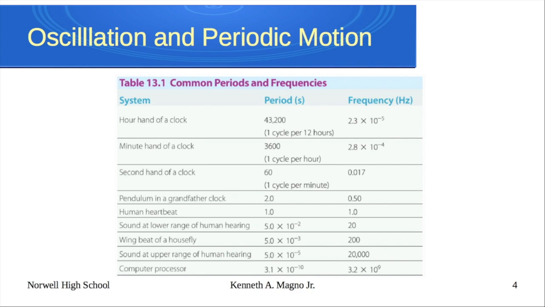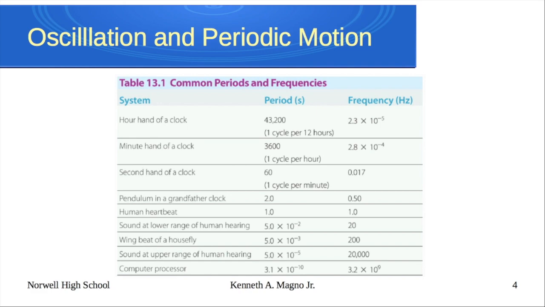So just some examples of common periods and frequency conversions. The hour hand on the clock, the hour going around, has a period of 43,200 seconds. In terms of its frequency, that's 2.3 times 10 to the negative 5 hertz. We get down to the human heartbeat, which beats about once per second. So its period is 1 second per cycle, and its frequency would also be 1 cycle per second, or 1 hertz.